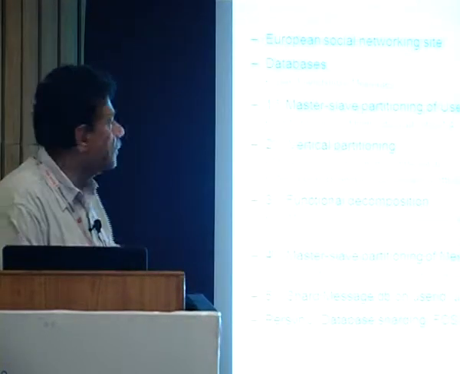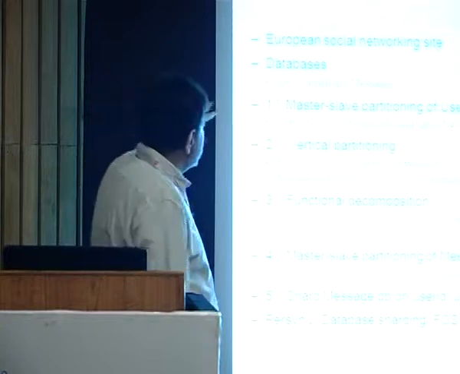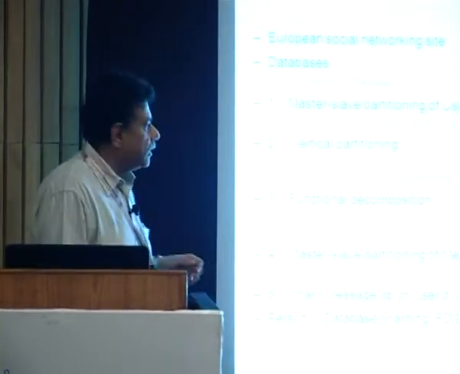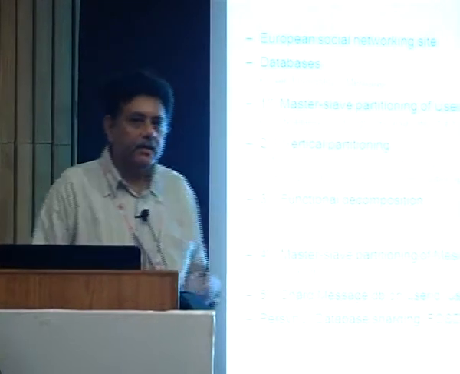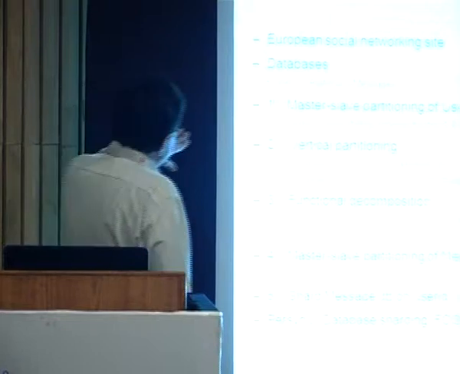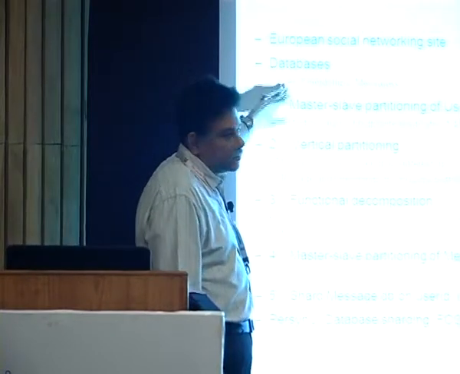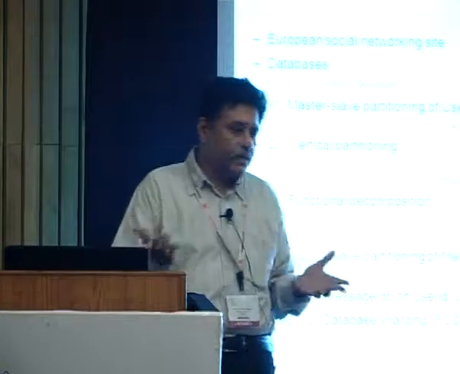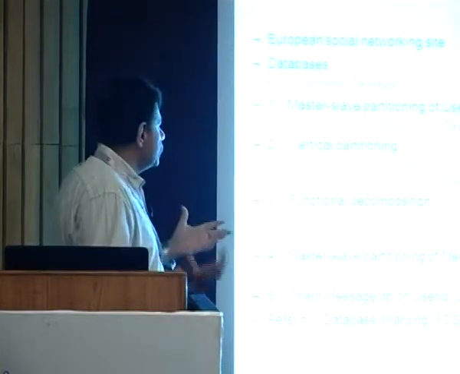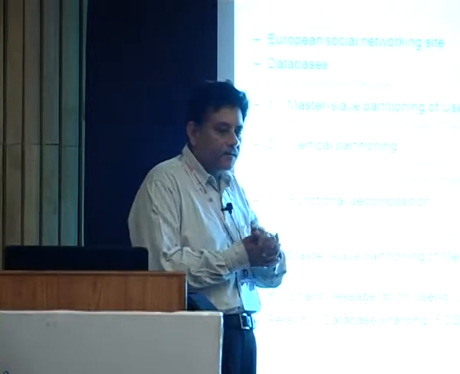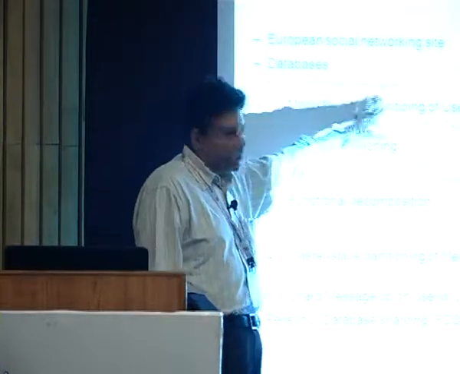So the case study I talk about is of Netlog. This is a European social networking site, similar to something like Facebook. They initially started off with three databases: a user database, which contains data about the user and the messages they posted and the photos they have, a friendships database which says which user is a friend with which other user, and a messages database.